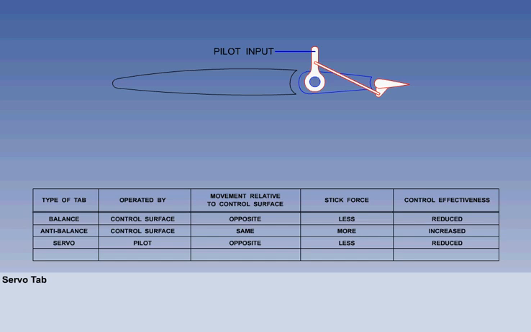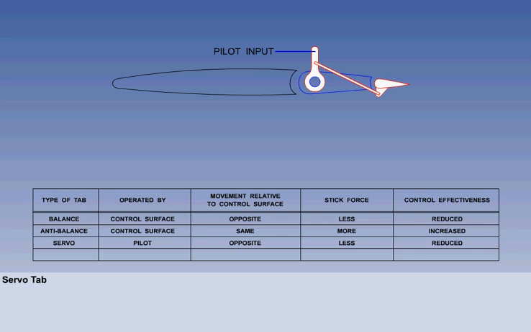Because the servo tab moves in the opposite direction to the control surface, the effectiveness of the control is reduced. The servo tab has other disadvantages. The first disadvantage is that when flying at lower IAS, the smaller aerodynamic force from the servo tab will give reduced control surface movement, when in fact the pilot requires an increased control surface movement. In practice, the designer will compensate for this.